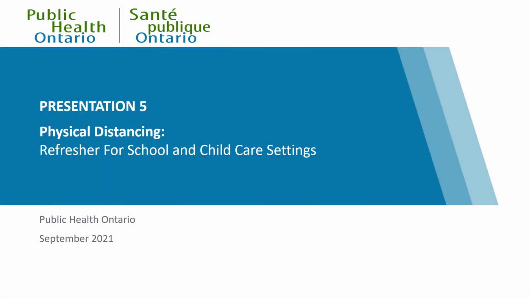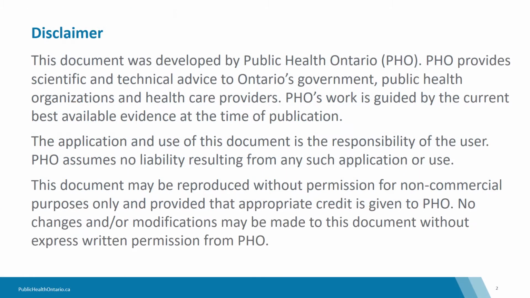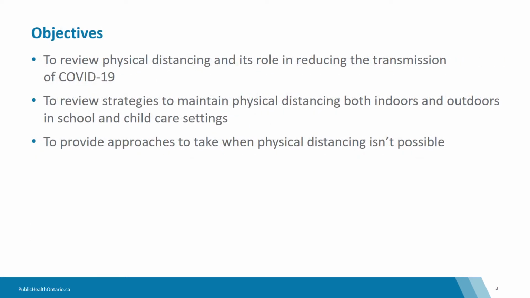This presentation reviews the utility of physical distancing regarding COVID-19 transmission and is intended for use by school and childcare settings. There are three objectives for this presentation. 1. To review physical distancing and its role in reducing the transmission of COVID-19. 2. To review strategies to maintain physical distancing both indoors and outdoors in school and childcare settings. And 3. To provide approaches to take when physical distancing is not possible.